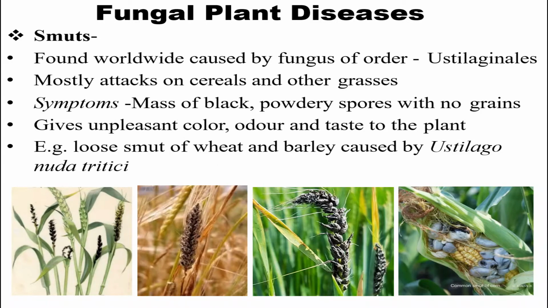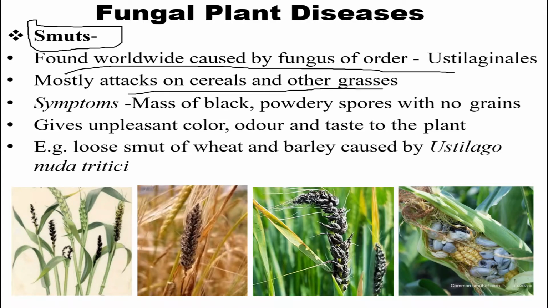Moving on, the next disease that we have here is the smuts. Smuts is found worldwide, caused by fungi of the order Ustilaginales, which mostly attack cereals and other grasses. Some of the symptoms would be a mass of black powdery spores with no grains. It gives unpleasant color, odor and taste to the plant. Some examples would be loose smut of wheat and barley caused by Ustilago nuda tritici.